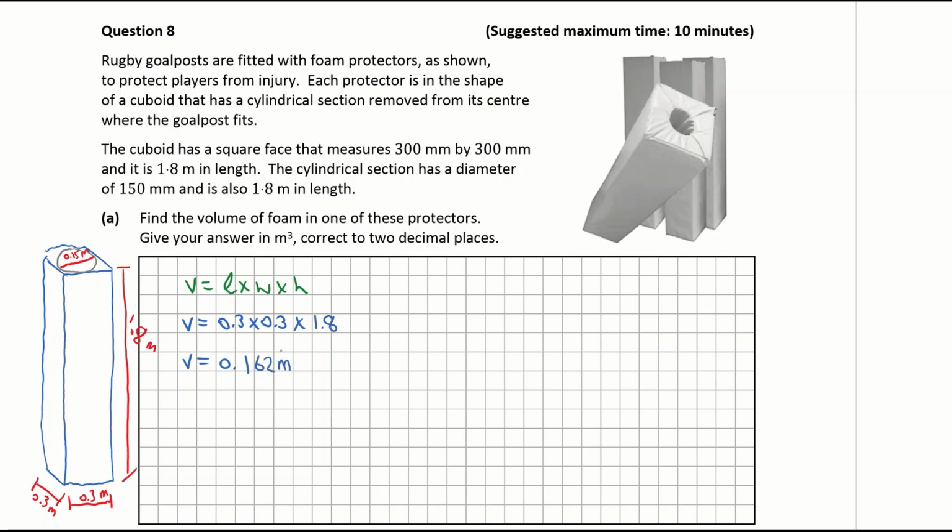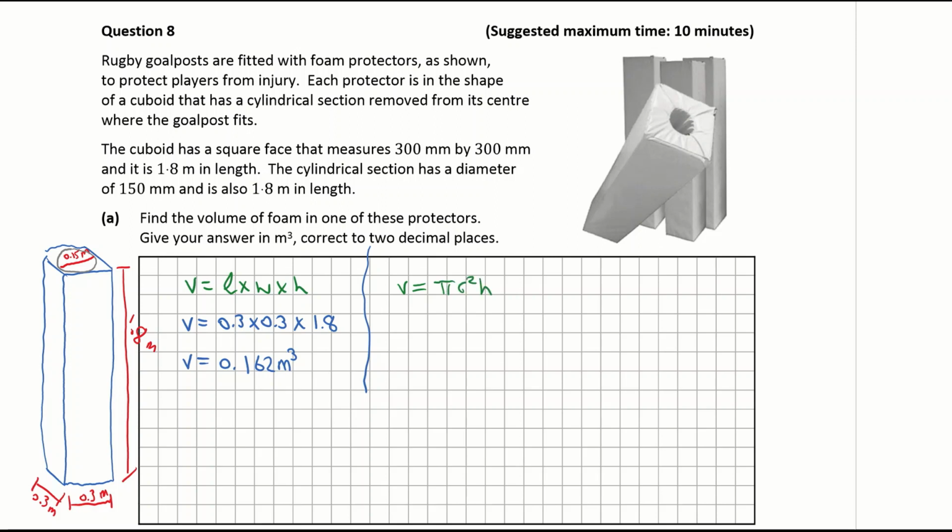0.162 meters cubed. But the object, or the foam protector, has this cylinder cut out of it, and the cylinder has a volume which is found from our log tables with the formula pi r squared h.